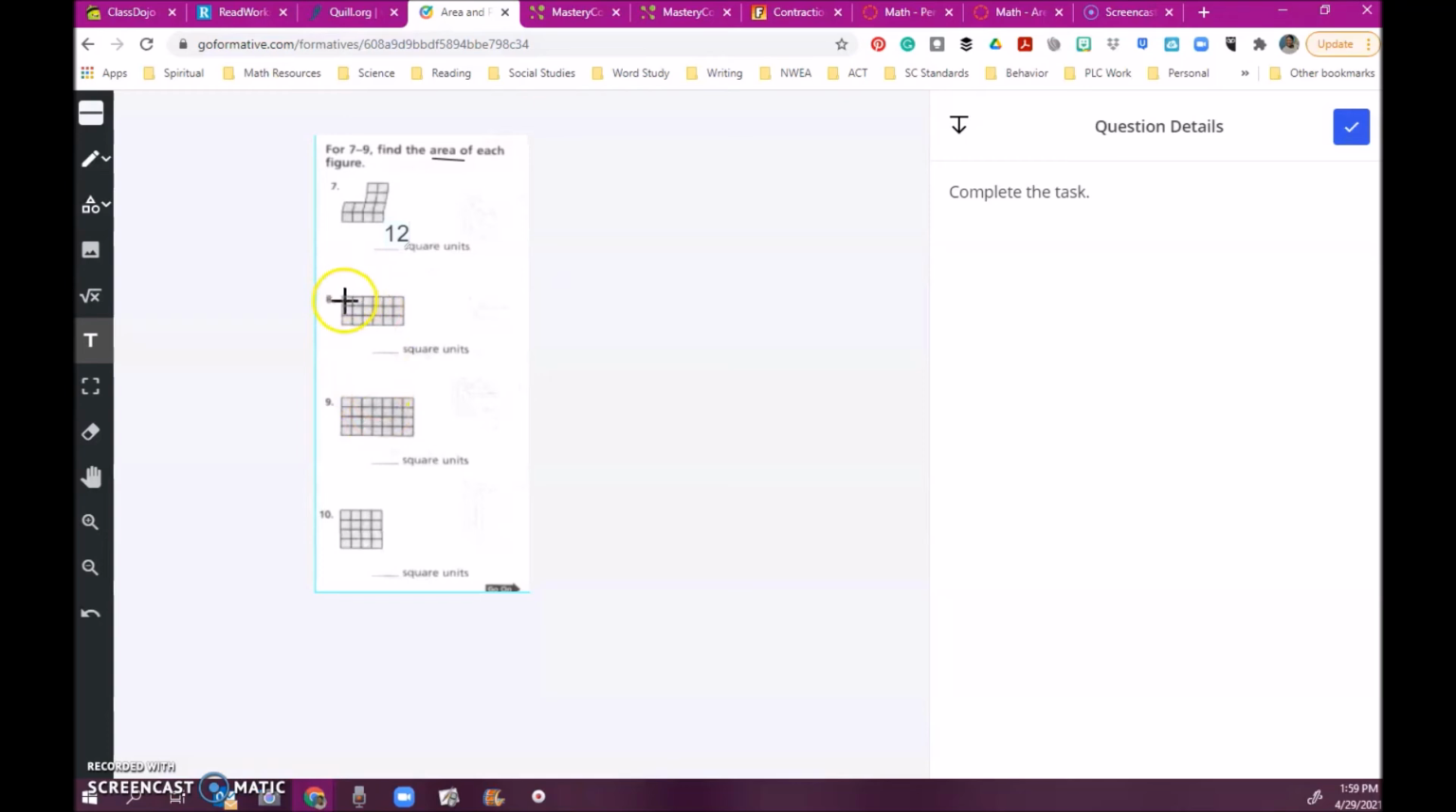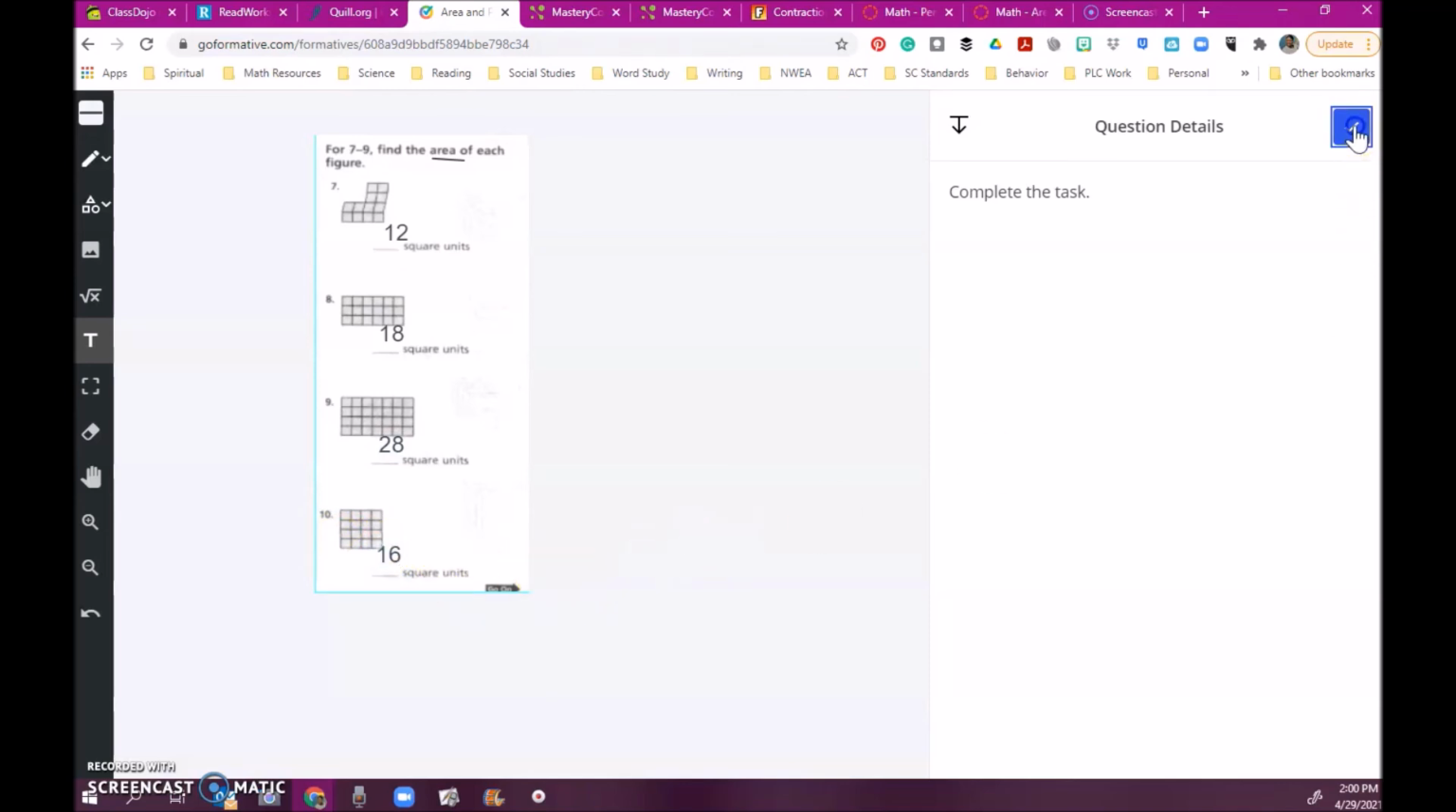I can count this. 1, 2, 3, 4, 5, 6. So there's 6 on each row. This looks like an array, so I'm going to count by 6 3 times. 6, 12, 18. Again, we have equal columns, equal rows. That's an array. I can count it. 1, 2, 3, 4, 5, 6, 7. And there are 4 rows. 7 times 4 is 28. And here I have 1, 2, 3, 4. 1, 2, 3, 4. So 4 rows of 4 is 4, 8, 12, 16 square units.